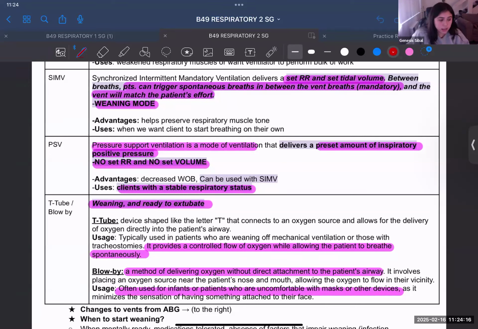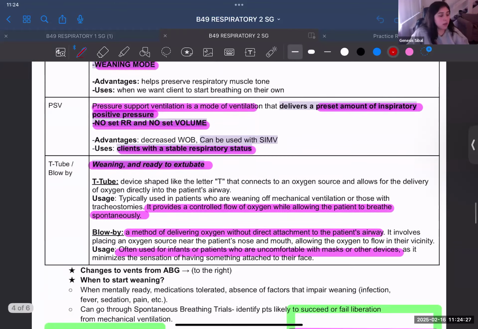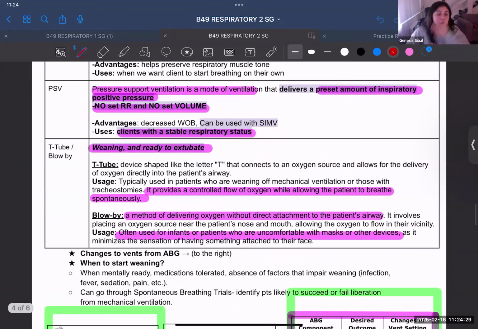So that's it. If you feel like you have to memorize this one, then do it. But really all you have to know is it's just weaning. That's pretty much it. So this vent will match the patient's effort, making it synchronized. So if you see a patient on SIMV, and she asks a question like, well, they're not really breathing anymore, do you want to keep them on SIMV? Probably not, because this is, again, a weaning mode.